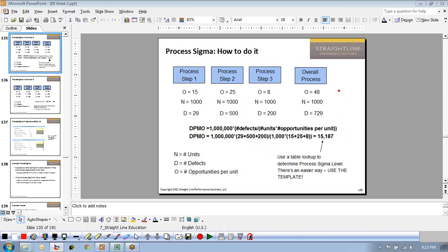So in this case, I've got 729 errors, so that would be the defect right there. That's a total, 729, divided by the total number of opportunities, which is 48 times 1,000. See that? Which is 729 divided by 48,000. All right, so that's essentially what goes in the denominator over here, and that's just adding up all those things right there. All right, and that calculates out what our DPMO is.